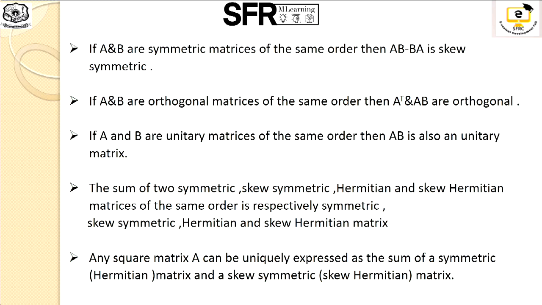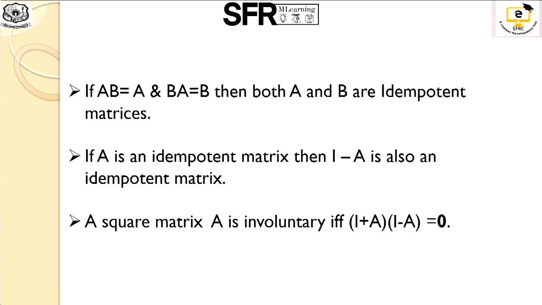Any square matrix A can be uniquely expressed as a sum of a Hermitian matrix and a skew Hermitian matrix, and likewise as a sum of a symmetric and a skew symmetric matrix. Here are different types of matrices: if AB equals A and BA equals B, then the property says that both A and B are idempotent matrices. If A is an idempotent matrix, then I minus A is also an idempotent matrix. A square matrix A is involutory if and only if I plus A times I minus A equals the zero matrix.